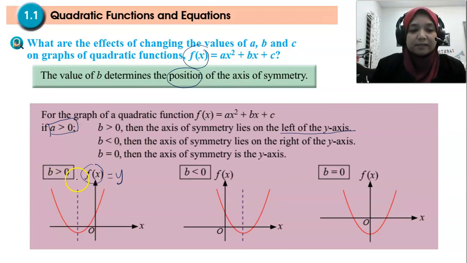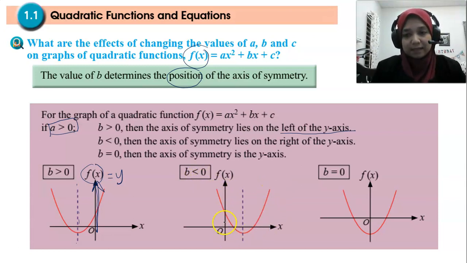So b greater than 0, the axis of symmetry of your graph will be on the left hand side. Ingat, kalau smile face, when b greater than 0, the graph is on the left of this y-axis. Last video kita dah belajar pasal axis of symmetry kan. So when b less than 0, mestilah opposite, which is on the right hand side. Awak kena ingat macam tu je.